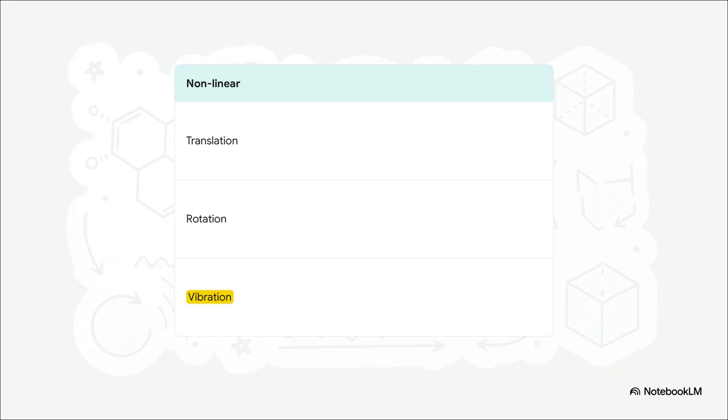So if we take our total of 3n and we subtract those 6 kind of boring motions, we're left with a really simple formula, 3n minus 6. And this tells us the exact number of fundamental vibrations, the unique notes that molecule can play.